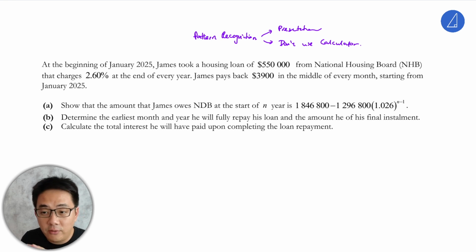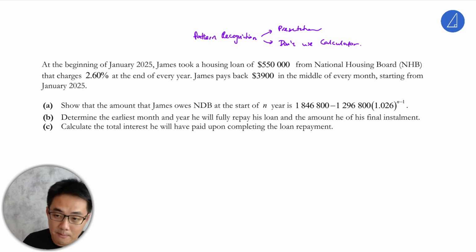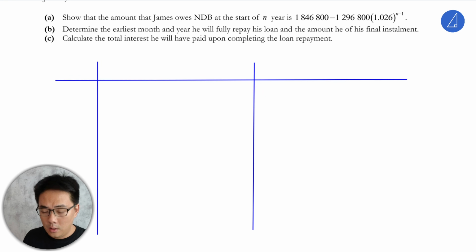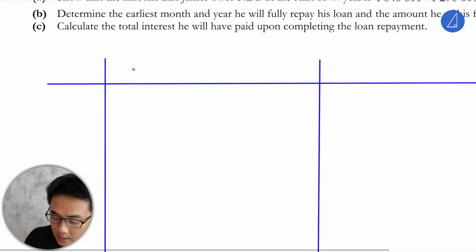So at the beginning of January 2025, James took a housing loan of 550K from the NHB, National Housing Board, that charges 2.6% interest at the end of every year. James pays back 3,900 in the middle of every month, starting from January 2025. Show that the amount that James owed NHB at the start of any year is given by this. Great. So always start off with the start of the year.